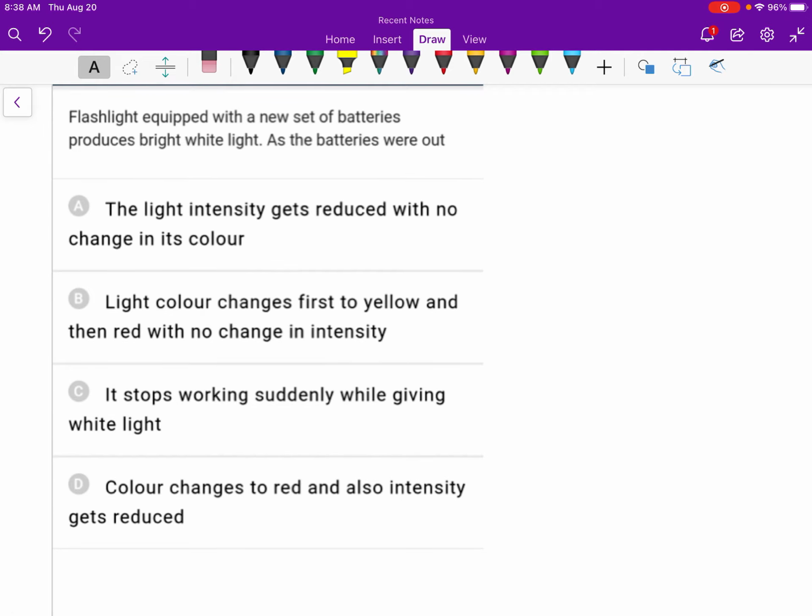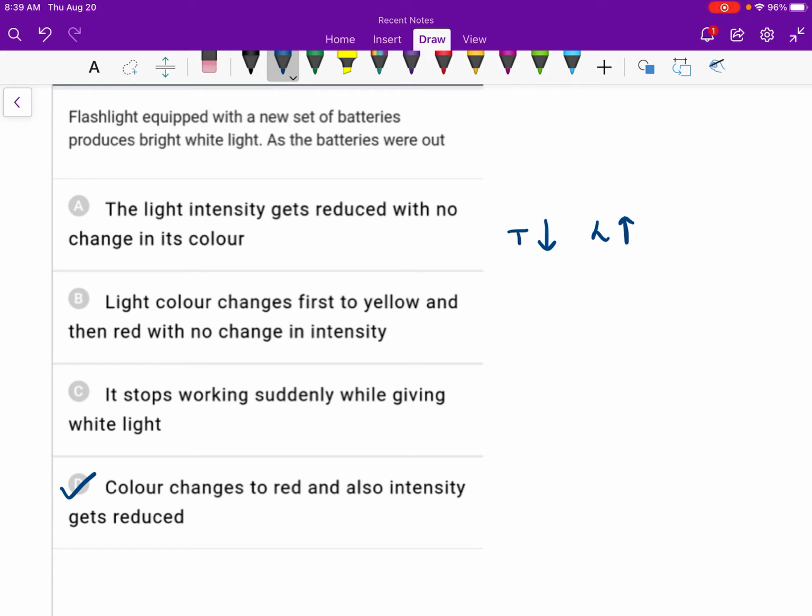Flashlight equipped with a new set of batteries produce bright white light as the batteries were out. तो जैसे से बैटरीज ओल्ड होंगी उनकी बैटरी की एनर्जी डिप्लीट होती जाएगी, तो जो फ्लैशलाइट की इंटेंसिटी है वो भी रिड्यूस होती जाएगी. और बैटरीज अब पहले से कम एनर्जी सप्लाई कर रही है, तो फिलामेंट का टेम्परेचर भी कम रेज होगा, तो टेम्परेचर फिलामेंट का डिक्रीज होगा. फिलामेंट का टेम्परेचर डिक्रीज होगा यानी कि लैम्डा इंक्रीज होगा, तो अब ज़्यादा लाइट हमें हायर वेवलेंथ साइड पे मिलेगी यानी कि रेड साइड पे मिलेगी. So the intensity gets reduced and color changes to red.